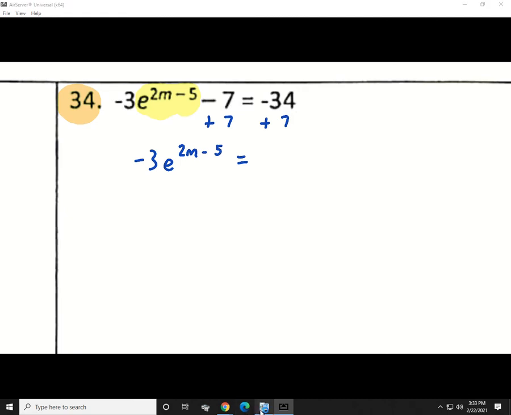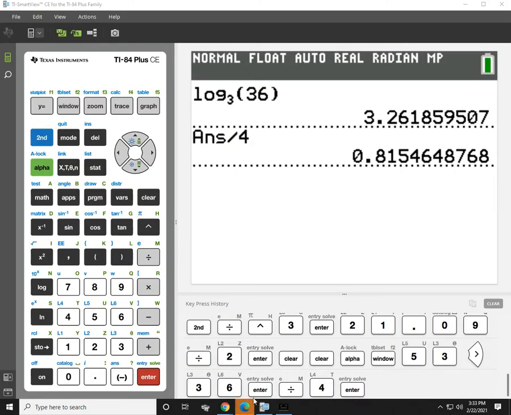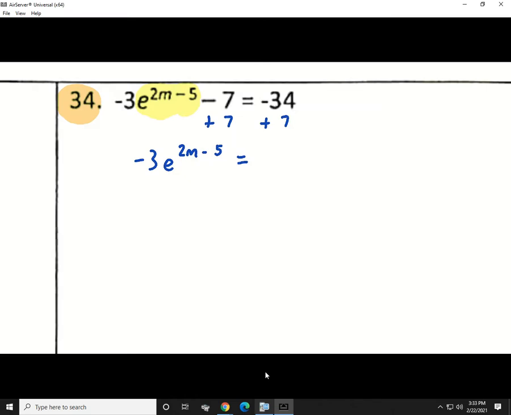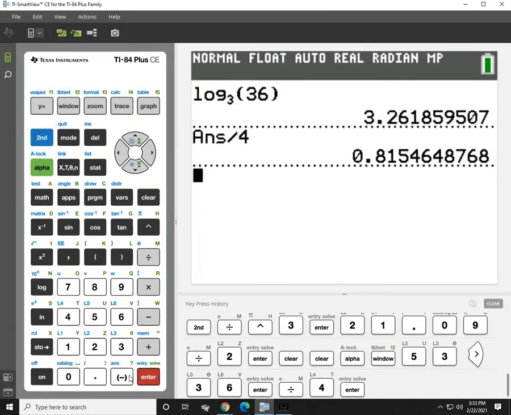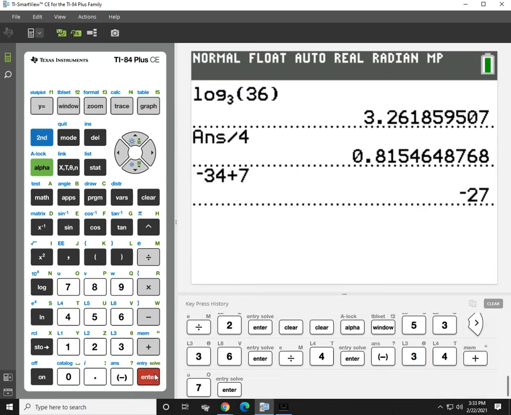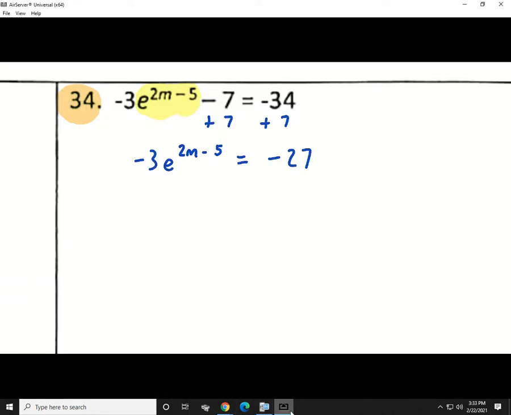Again, I know you guys struggle with these sometimes, so please feel free to use your calculator right here, negative 34 plus 7 if you need to. And that equals negative 27. Let me go back to my paper so you can see this. We're now going to divide by negative 3. So we have e to the 2m minus 5 equals negative 27 divided by negative 3. The negatives cancel, and our answer is just 9.